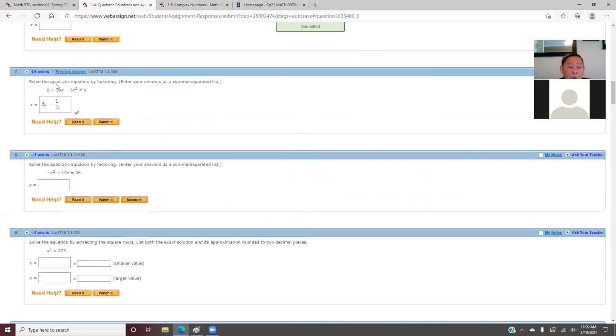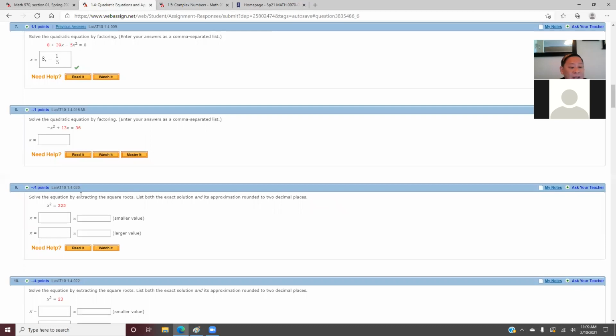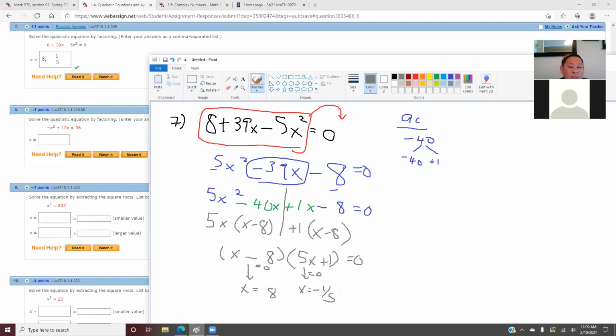not all quadratics can be factored. I just want to point that out to you, Sina. Since they said to factor, that's why I use factoring here. Question number 9 is asking us to use the square root property. What the square root property means is you take the square root of both sides.